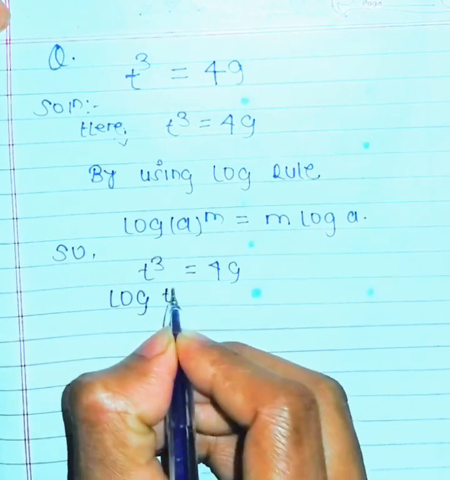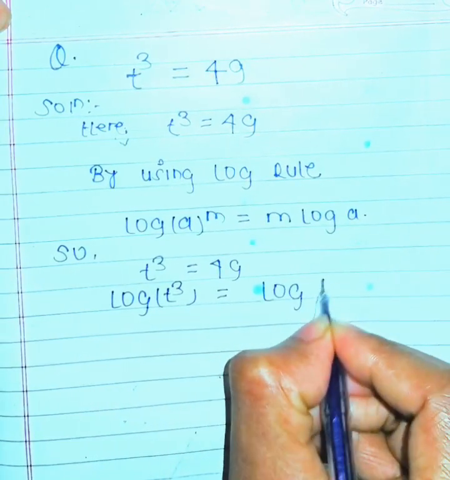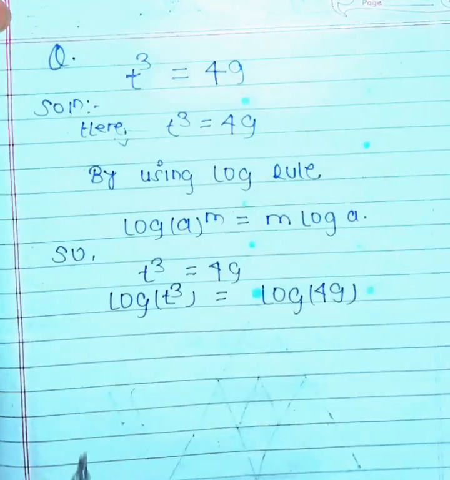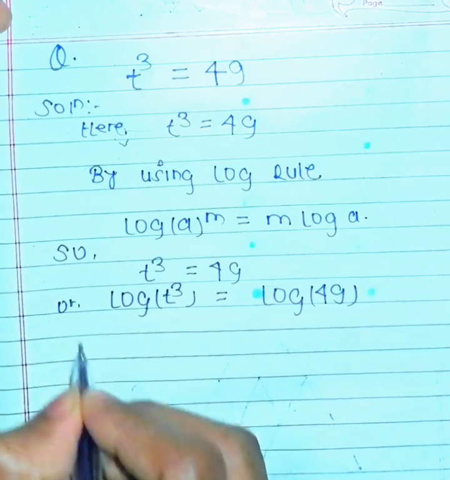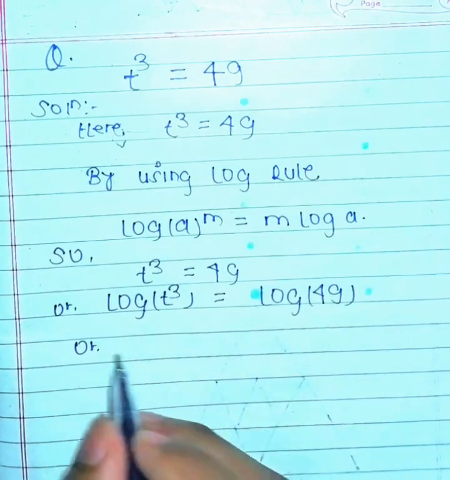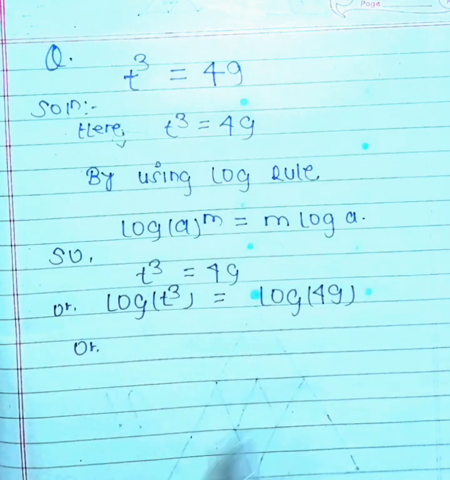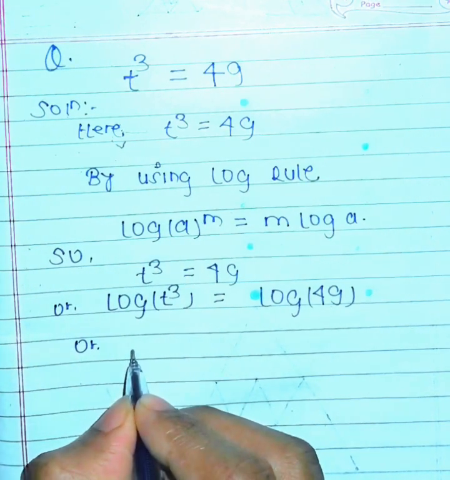Step 3: make t alone. Now, divide both sides by log 3 to get t alone. t = log(49) / log(3). This is the exact value of t. Now let's simplify and find its approximate value.